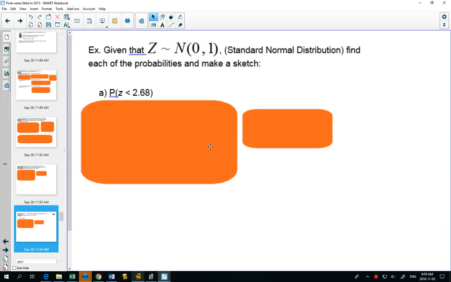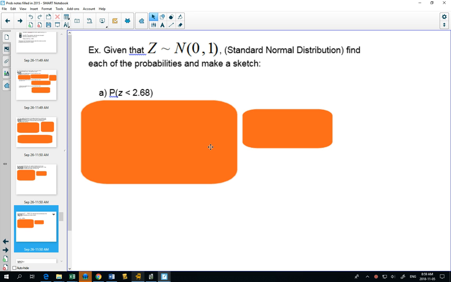Notation at the beginning: N means it's a normal distribution. The first number, 0, tells you your mean is 0. The second number, 1, is actually your variance, but if your variance is 1, then your standard deviation is 1 as well. Okay? And in this case, this would be a standard normal distribution.